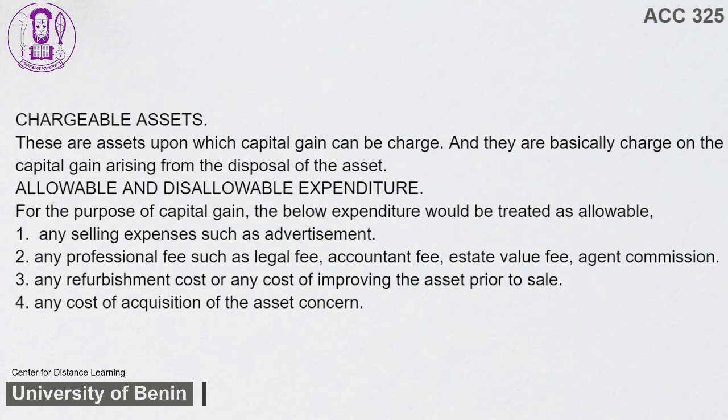Chargeable assets. These are assets upon which capital gain can be charged, and they are basically charged on the capital gain arising from the disposal of the asset. Allowable and disallowable expenditure. For the purpose of capital gain, the below expenditure would be treated as allowable. 1. Any selling expenses such as advertisement. 2. Any professional fee such as legal fee, accountant fee, estate value fee, agent commission. 3. Any refurbishment cost or any cost of improving the asset prior to sale. 4. Any cost of acquisition of the asset concerned.